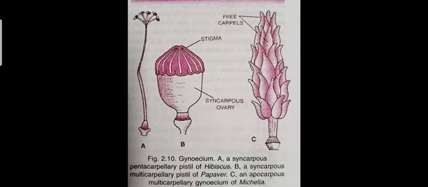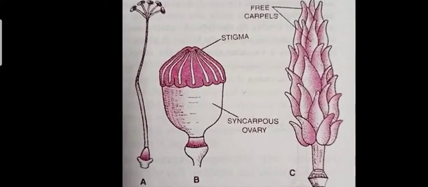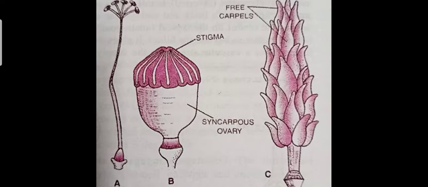If only one carpel is present, that is known as monocarpellary. If there is a presence of two carpels, then it is bicarpellary, and if there is a presence of three carpels, then it is tricarpellary, because it has many carpels. Each carpel represents a megasporophyll, or you can say the carpel is also known as the megasporophyll. If the carpel is 1, it is monocarpellary; if carpels are 2, then bi; if the carpels are 3, then tricarpellary.